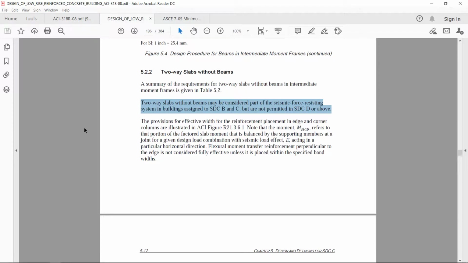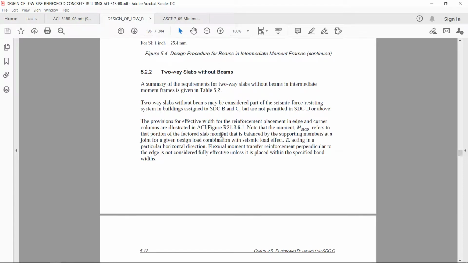And if we consider this, then what we have to do: the provisions for effective width of the reinforcement placement in edge and corner columns are illustrated in ACI figure R21.3.6.1. We will see what the meaning of the provisions of ACI figure R21.3.6.1 is, and note that the moment M slab refers to the portion of the factored slab moment.